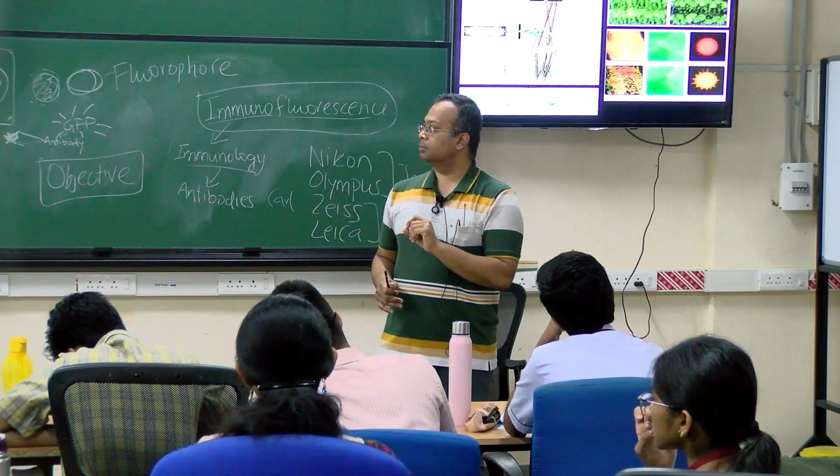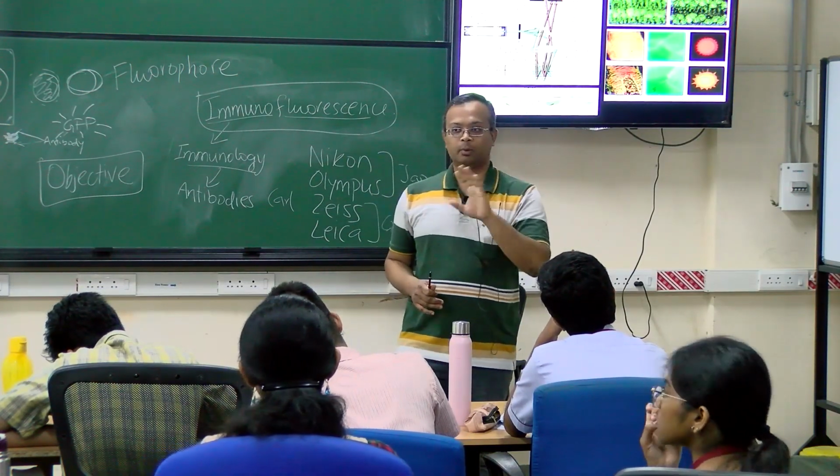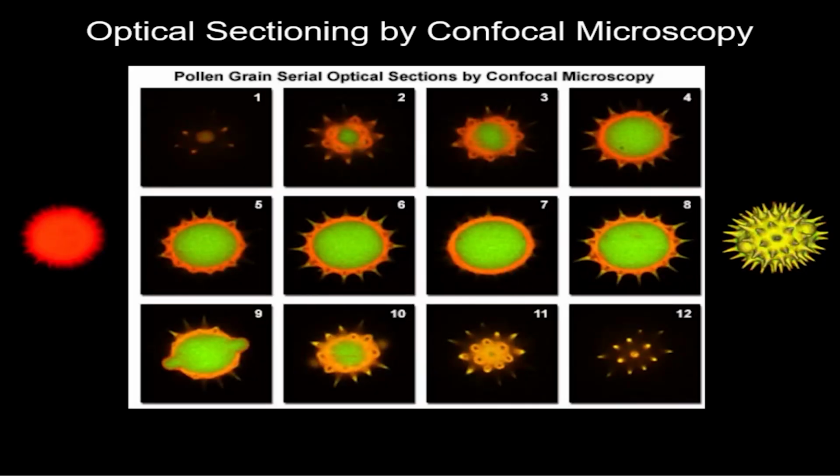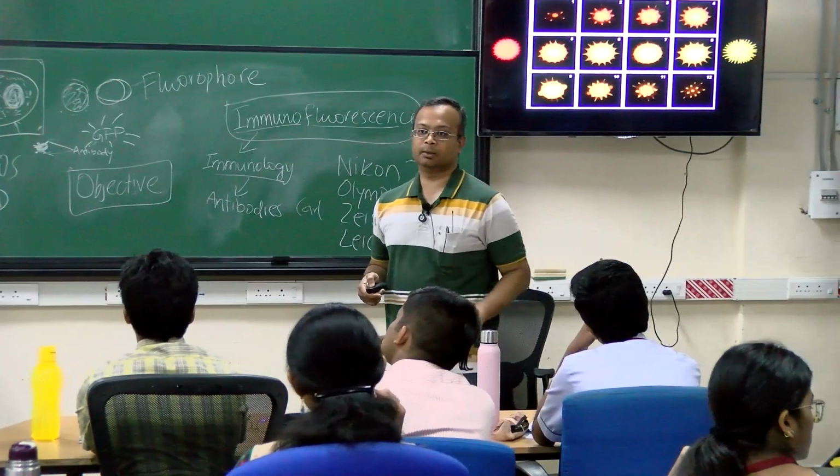And so all the things that I was talking to you about is called wide field. Now we are going into confocal. So in a confocal, whatever I am showing you, let's say this is a pollen grain, and I am taking slice by slice image of the pollen grain. There are 12 slices, and these 12 slices can be recombined, and you can see that this has this kind of spike features on the surface of the pollen grain.